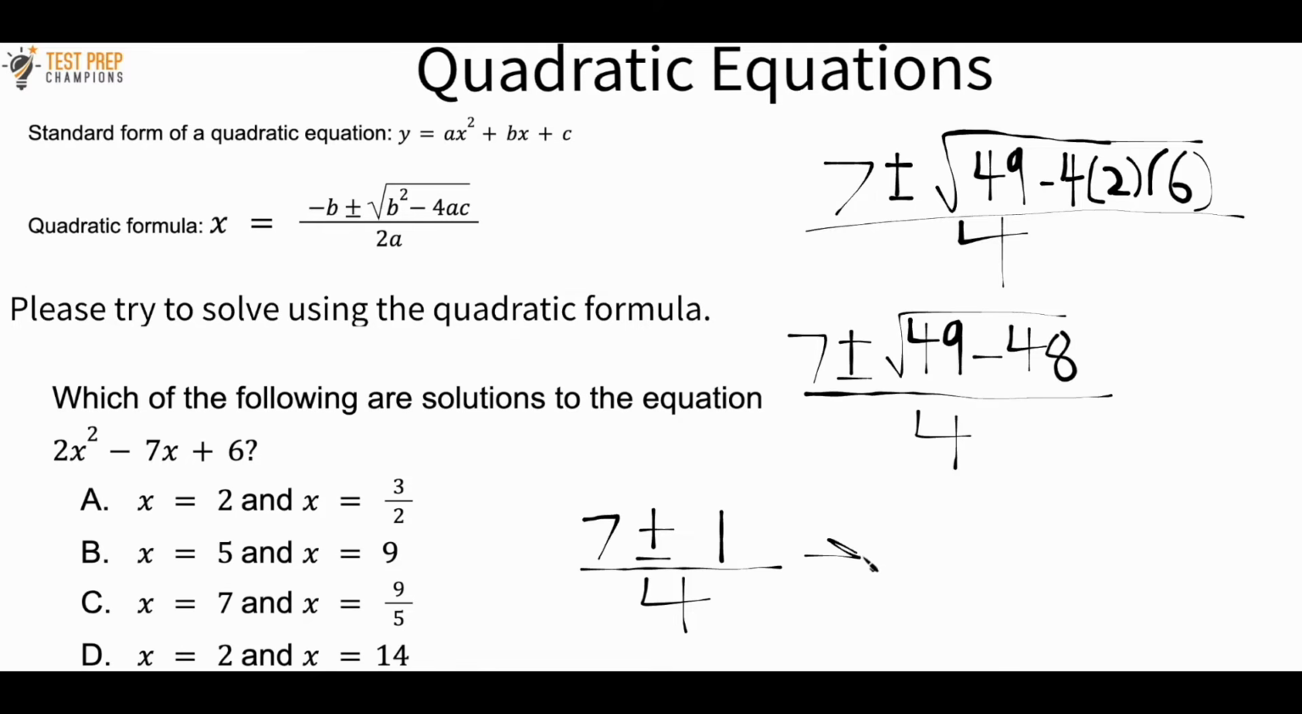Okay, so what is 7 plus 1? 7 plus 1 is 8, and what is 8 divided by 4? 8 divided by 4 is 2. So we know that one solution here is x equals 2.